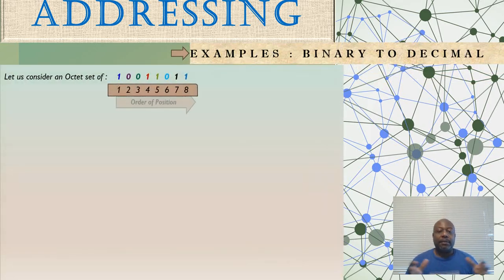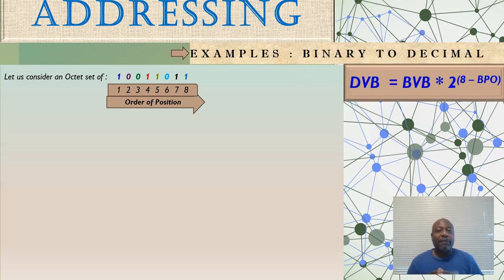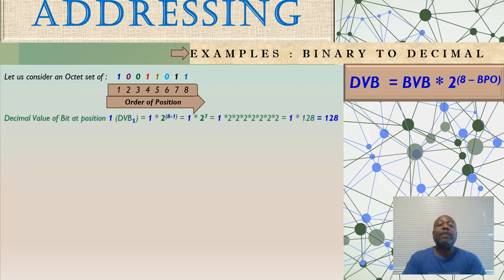Imagine we have this octet, 10011011, and we try to give them different colors so that you understand which bit we are using at what level. And we have the order of the position below. Let us recall our formula here to determine the decimal value of each bit. Remember, it is the binary value of the bit times 2 at the power of 8 minus the bit position in the octet. Let us start with the first bit, which is 1. The blue bit.